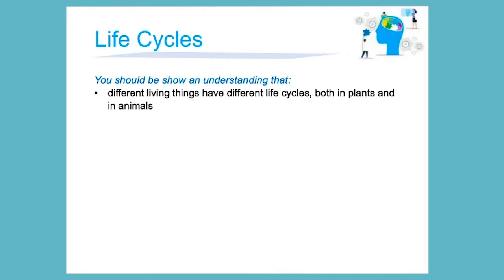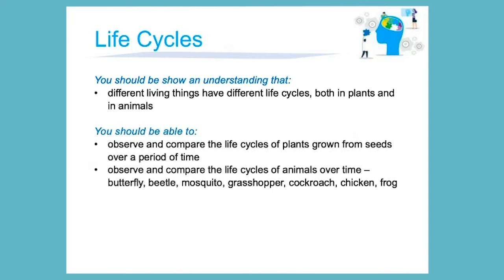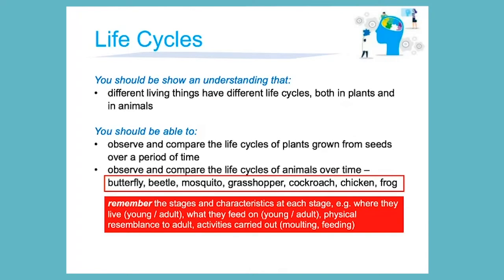So it's not just the number of stages. You should be able to also specify what is the name of each stage. Okay, so you should also be able to observe, compare life cycles of plants grown from seeds over a period of time. So usually it's seed to young plant to adult plant. Then what's the difference between a young plant and an adult plant? You also will need to know the difference of life cycles of different animals, specifically the butterfly, the beetle, the mosquito, grasshopper, cockroach, chicken, and frog.